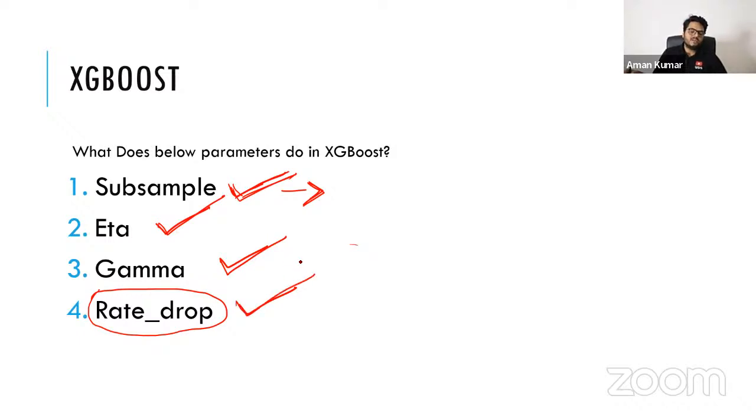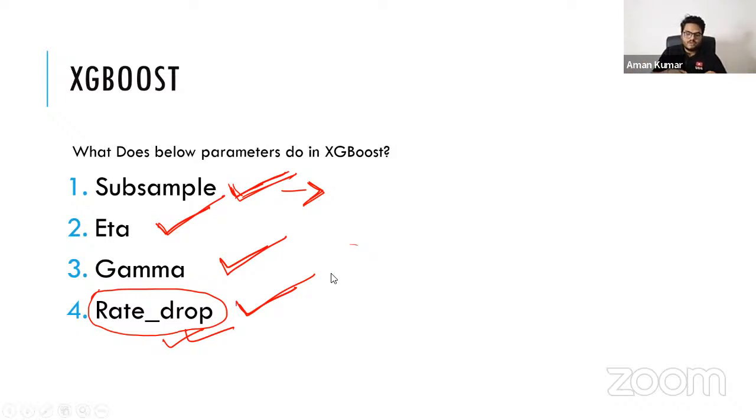Rate drop is basically a concept very similar to dropout layer in neural network, where some of the layers are dropped, right? Some of the neurons are dropped in the neural network. Here also some of the trees in the entire analysis or entire chain are not considered for doing the scoring or training the model. So it's an interesting concept which you can study a little bit more about in XGBoost. Dropout rate, something similar to that.